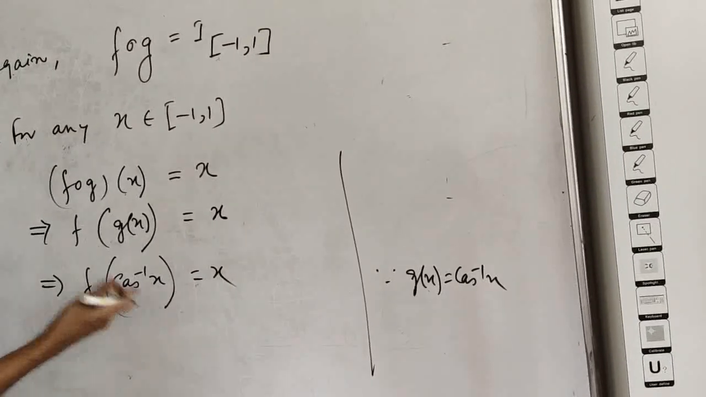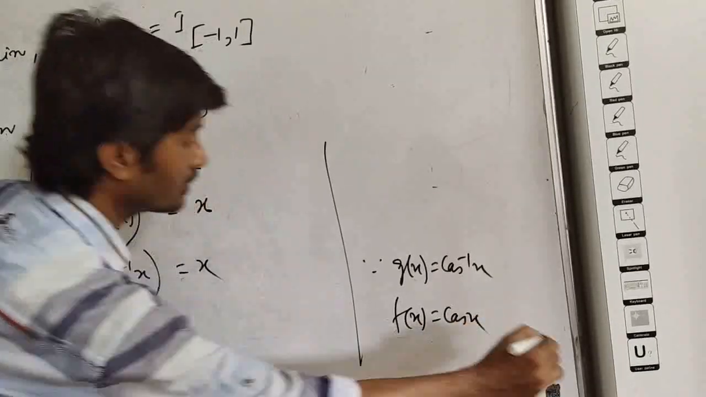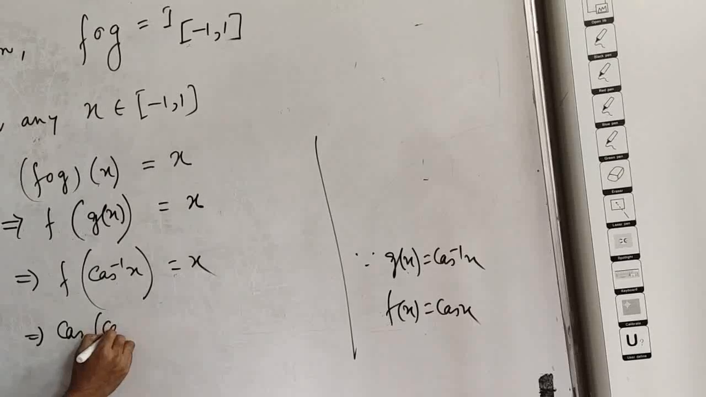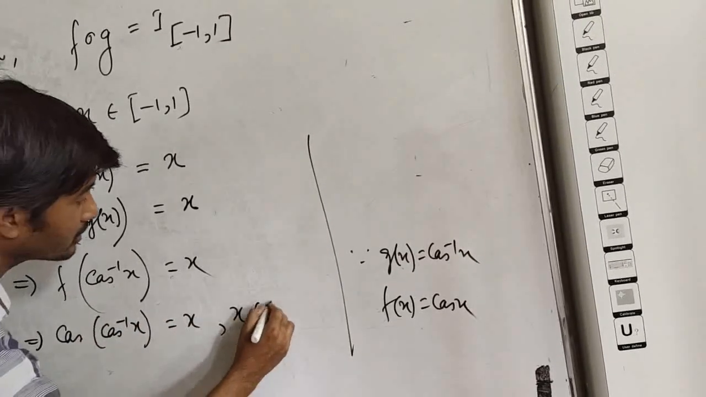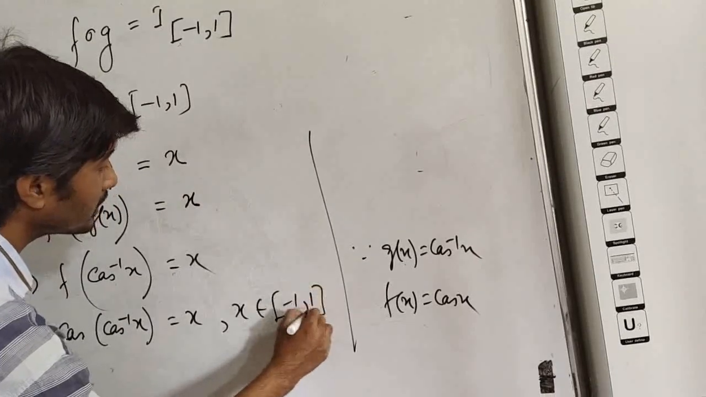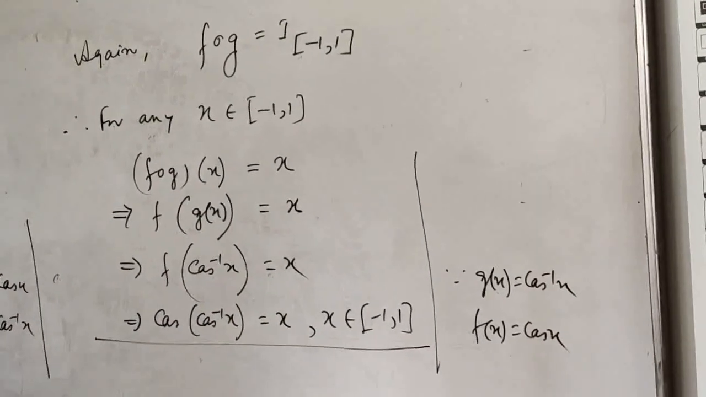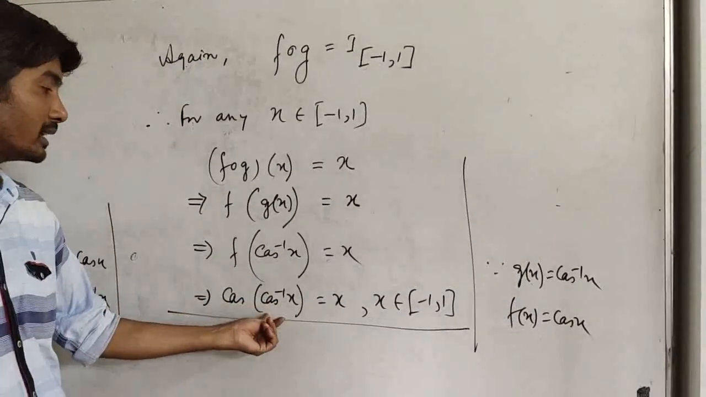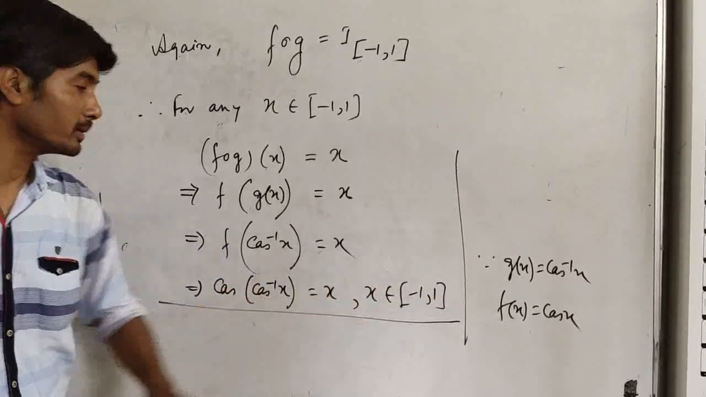And what is f(x)? f(x) is cos x. So it will give us cos of cos inverse x is equal to x, where x belongs to the interval -1 to 1. So this is another basic result related to cos inverse x, that cos of cos inverse x equals x, where x comes from the closed interval -1 to 1.